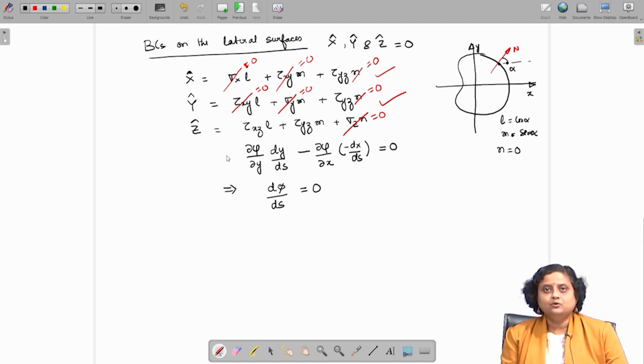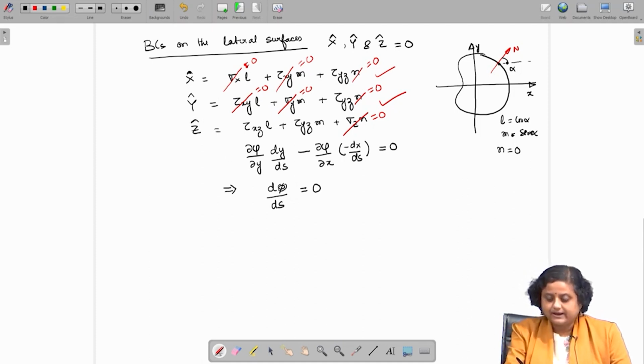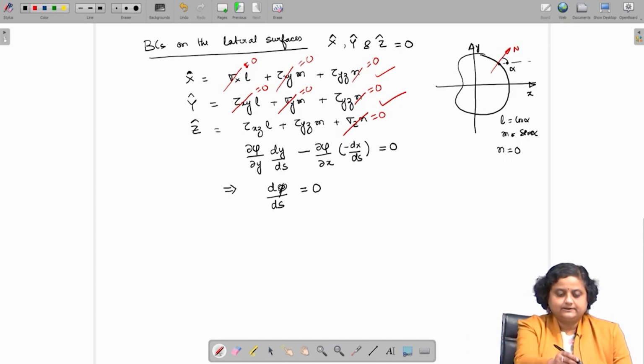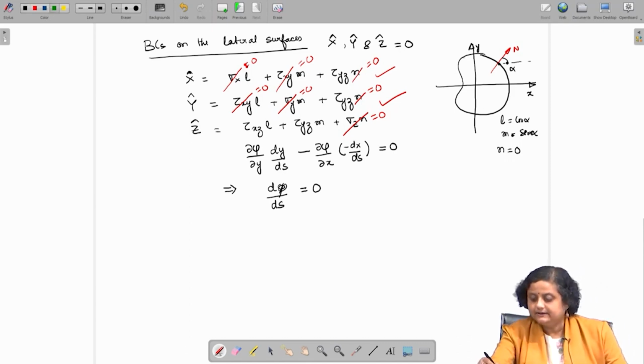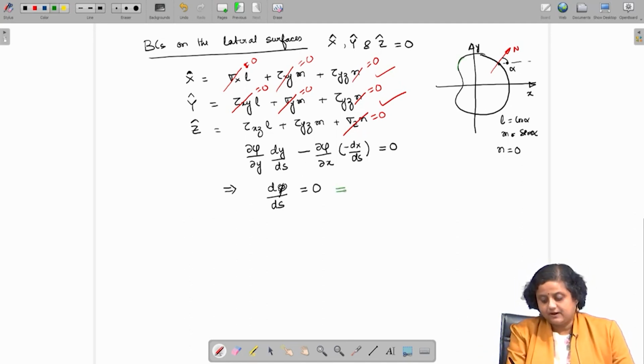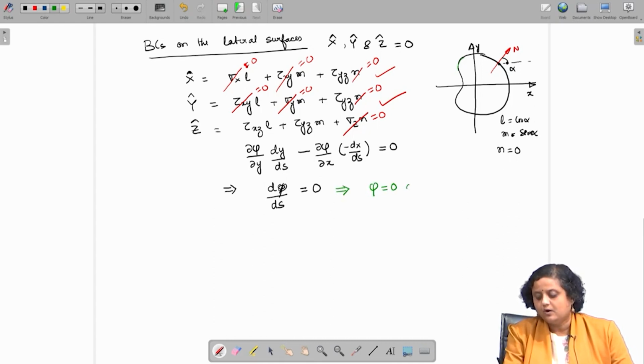So, if we use Prandtl stress function, the stress function just needs to satisfy that the derivative of the stress function on the lateral boundary, that is over here, needs to be 0. So, that can be easily satisfied if we can choose a stress function which is 0 on the lateral boundary.